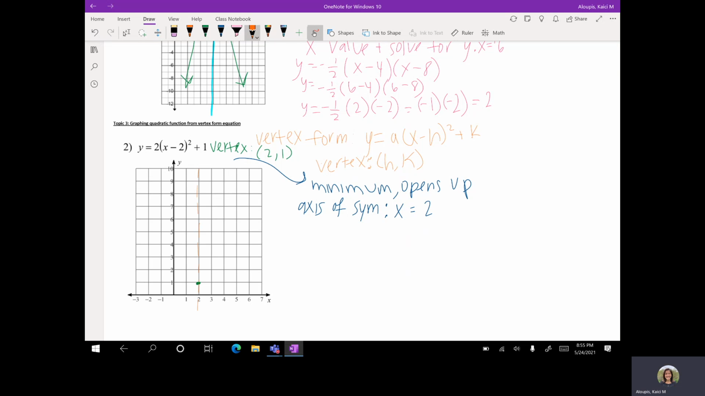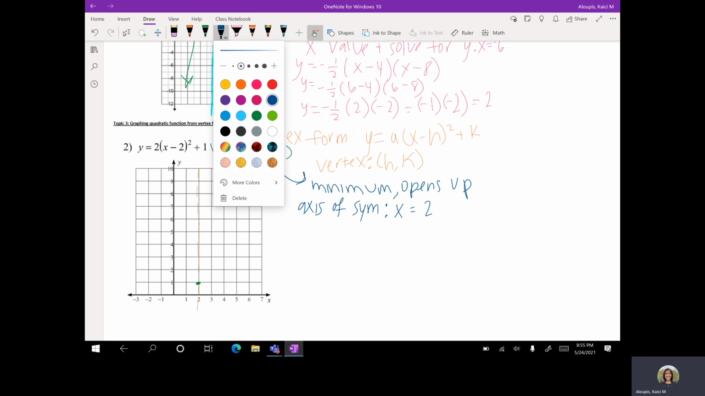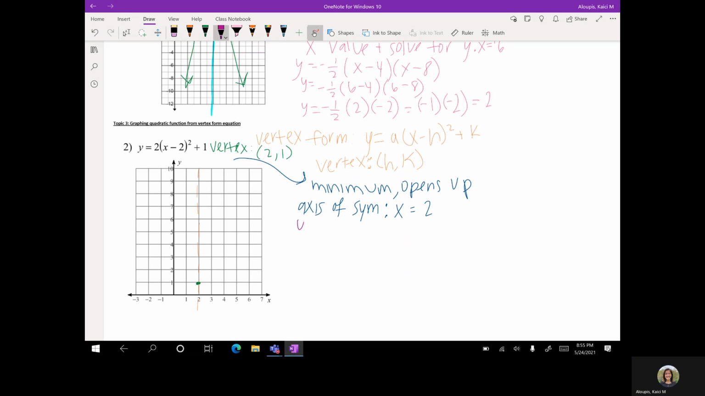There's that axis of symmetry. Okay, what else do we need to do? Well, I guess we could find the y-intercept. So let's change up our color. To find our y-intercept, remember that's where the x value is 0, right? Because to be on this y-axis, we don't know what the y value is of the coordinate, but we know that the x value of our coordinate on the y-intercept is 0.